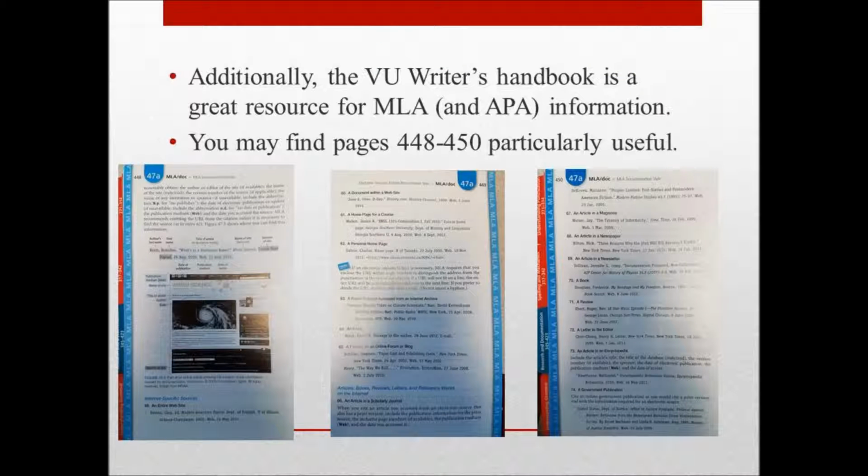You can also use the Vincennes University's Writer's Handbook. You'll see them in a stack in the blue container under the big window. You'll see spiral-bound Vincennes University Writer's Handbook. You may find pages 448 through 450 particularly helpful to you in citing your online sources. Remember, it is your responsibility, if you don't know how to do it, to look it up.